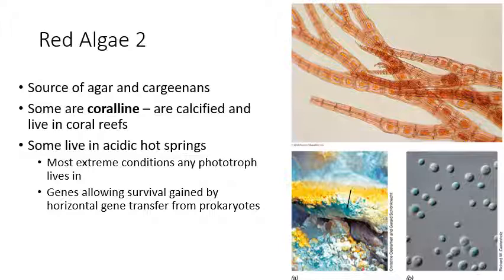And some of them actually live in acidic hot springs, so they're living in really extreme conditions, very high heat and also very acidic. Actually, out of all of the phototrophs that are known, these red algae that live in these acidic hot springs are the most extreme extremophiles out of all the phototrophs. And they actually got the genes that let them do that by horizontal gene transfer from prokaryotes. So the genes that are allowing them to survive at that really low pH and that really high temperature are coming from a prokaryote.